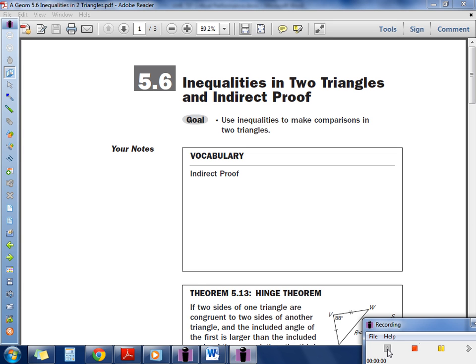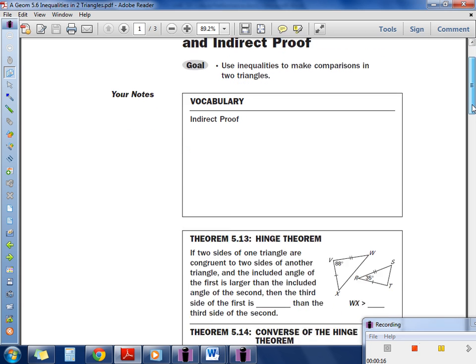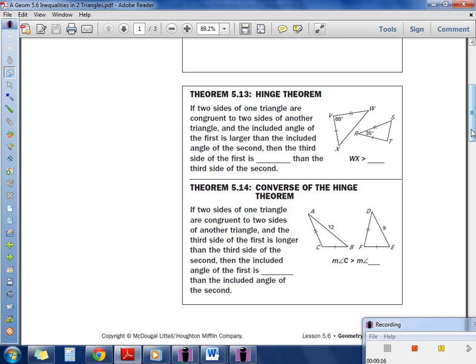All right, today's lesson deals with section 5.6, using inequalities to make comparisons in two triangles. In this section, we can talk about indirect proof, but I'm not going to be testing you on that, so we can actually skip this vocab box and go directly to the theorems that talk about inequalities. So these theorems are really important.